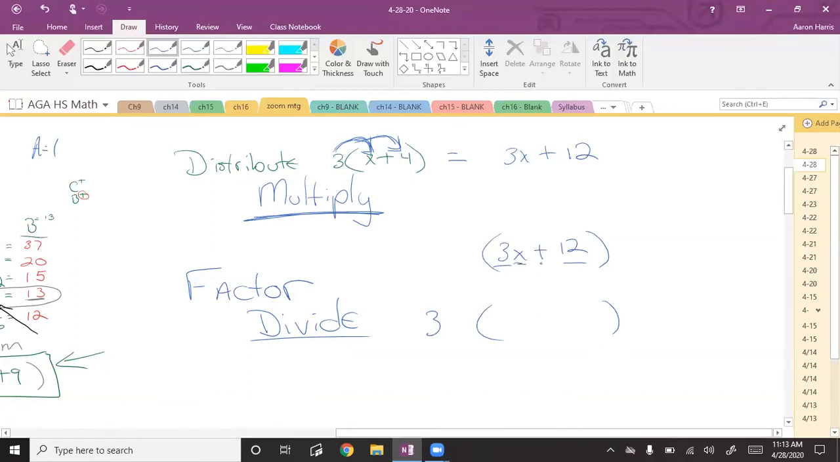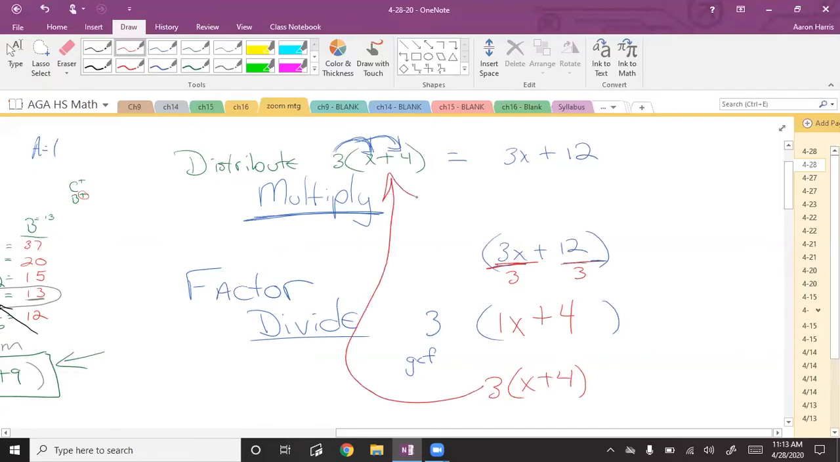But now, there's an x here. Is there another x here? No, so I can't pull out an x. So watch this. My GCF, greatest common factor, is 3. So now watch what I do. If I divide this term by 3, this term by 3, what's 3 divided by 3? 1. What's left? x. Plus, what's 12 divided by 3? 4. Doesn't this say 3 times x plus 4? Yeah. Isn't that what we started with?